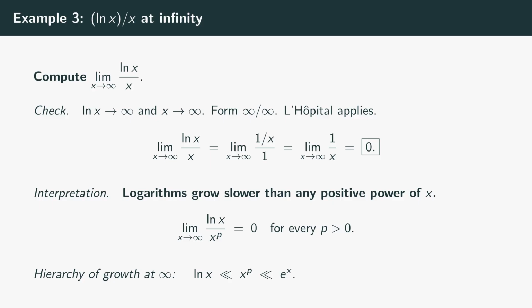Now, the interpretation is more important than the calculation. What we've shown is that the natural log of x grows much slower than x. In fact, the natural log of x grows slower than any positive power of x, even x to the 1000th. You can prove this with the same kind of argument.